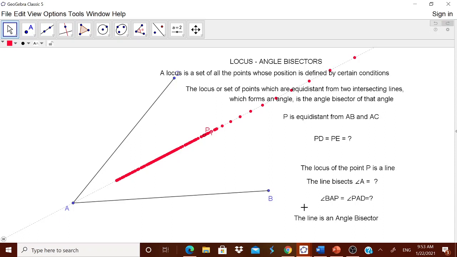So the child can understand that whenever the point moves keeping the same distance between both arms, it is always making a line which is an angle bisector, which bisects the angle into two equal halves.